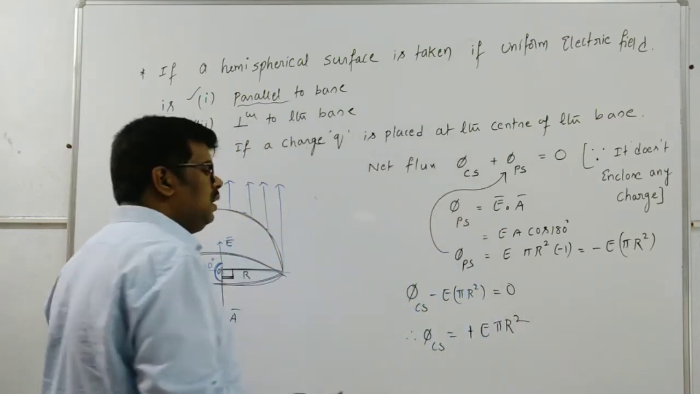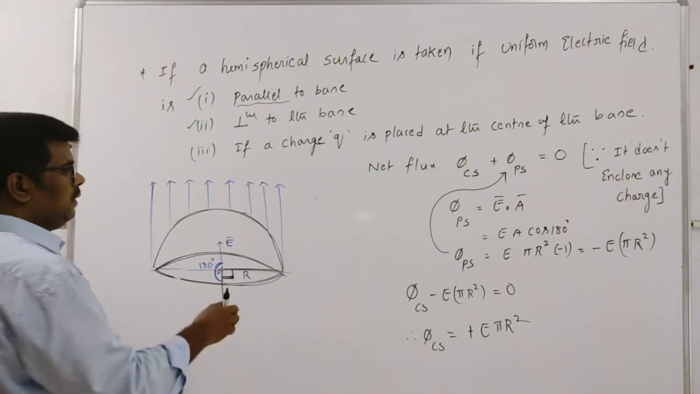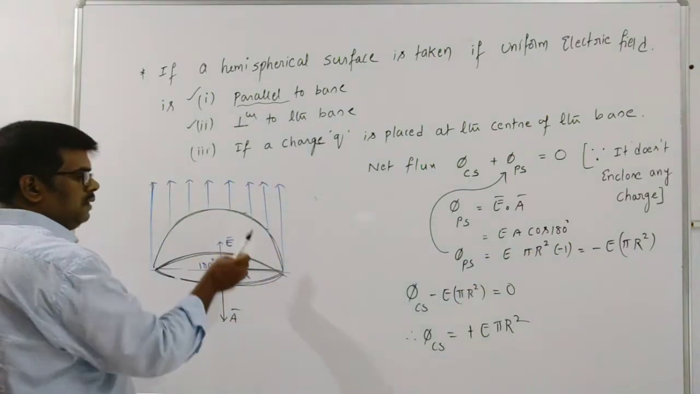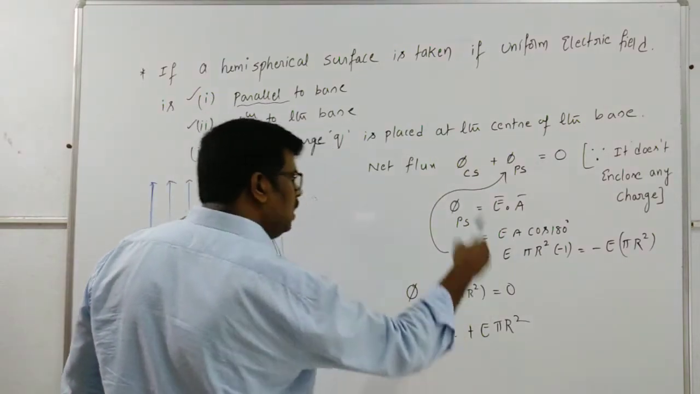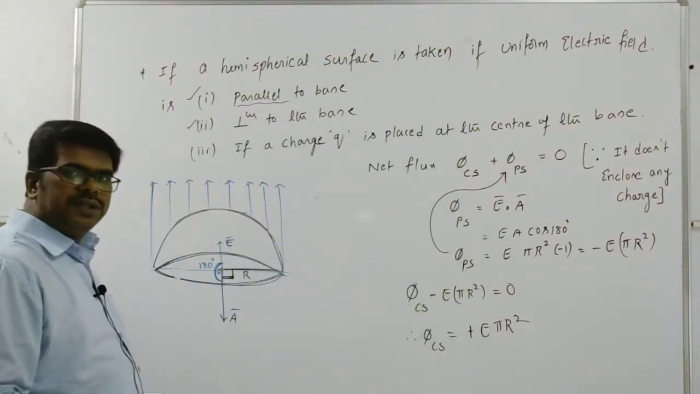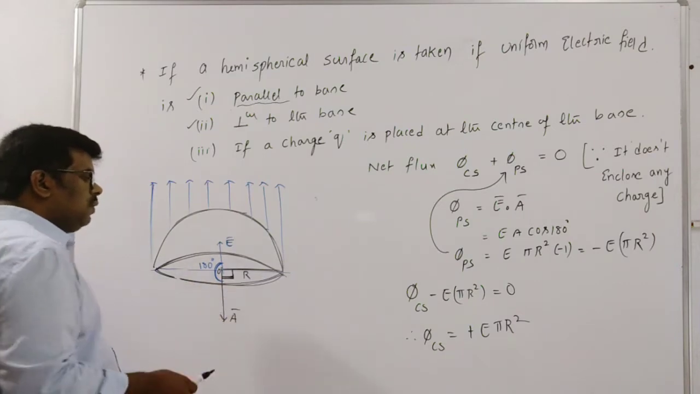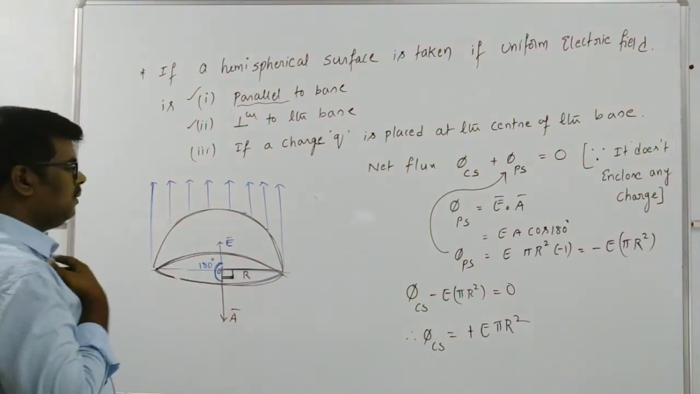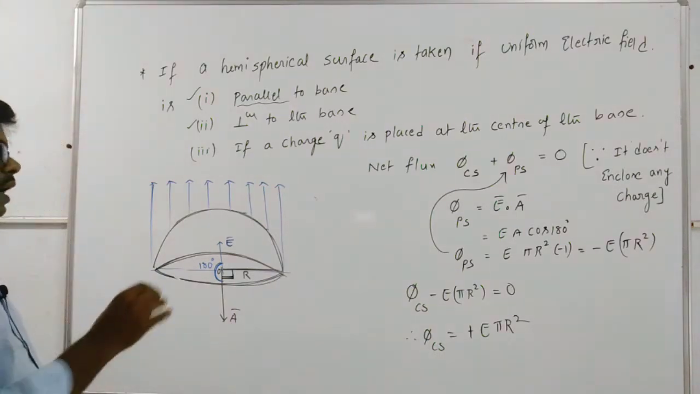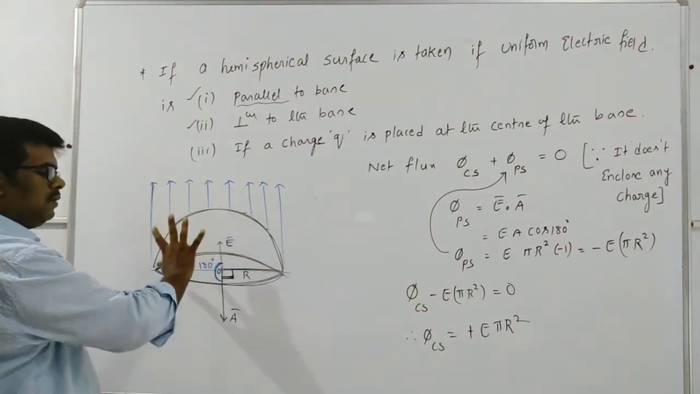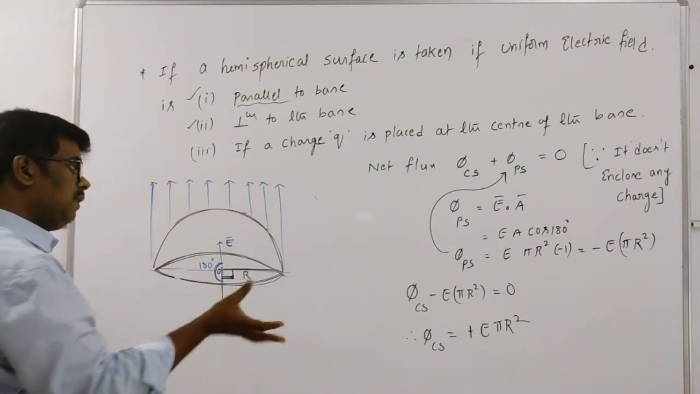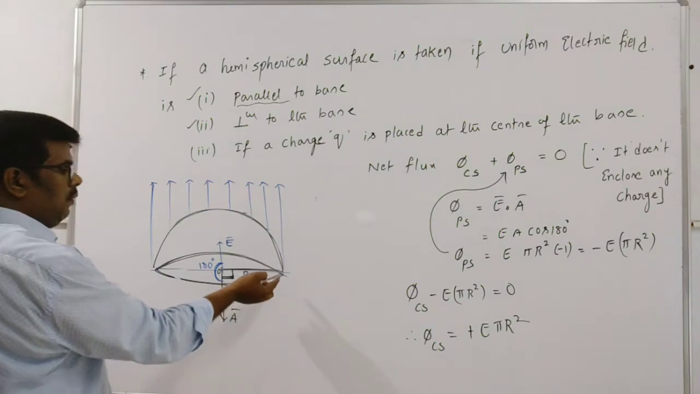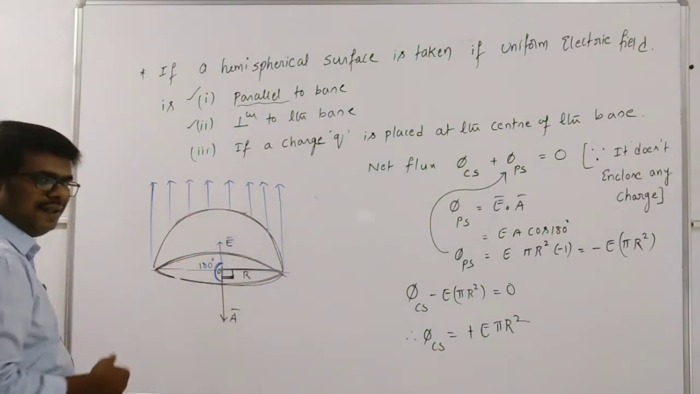Then you can understand that the electric flux through plane surface is minus E into pi r square, and the electric flux through curved surface is plus E into pi r square. Therefore the net flux is equal to 0 only. But individually, if they ask you, the electric field is perpendicular to the base, what is the flux, you should not directly say the total flux through the body is 0. If they ask what is the flux through particularly the plane surface, or through the curved surface, you should not say it is 0.